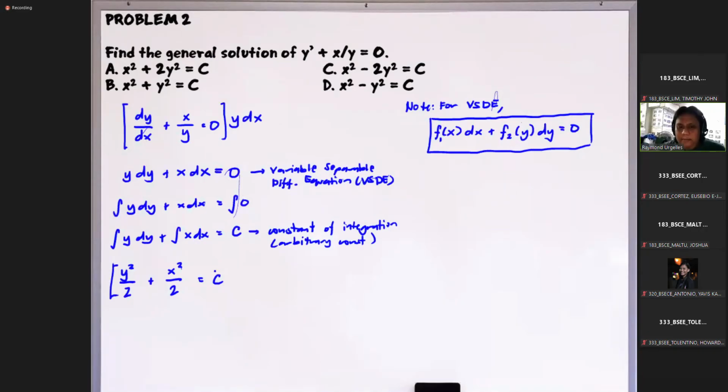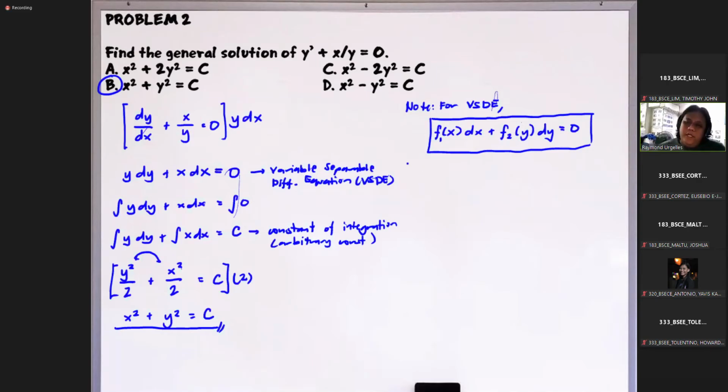Para mapalabas natin yung nasa choices, we multiply this by 2. Then you will get x squared plus y squared, which should be equal to 2c. Pero 2c is just another constant, kaya gagawin lang natin siyang c. So this is our equation. Kaya yung sagot natin dito is letter B. So this is a family of circles. Okay ba? Any questions para dito?